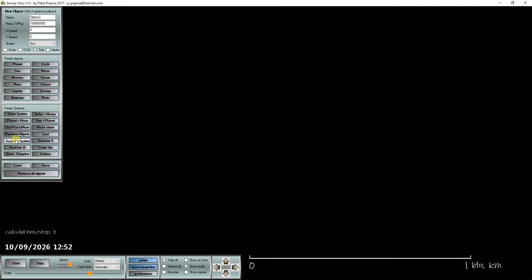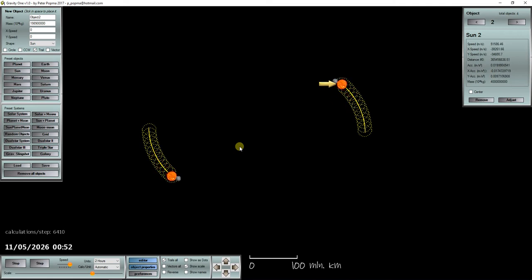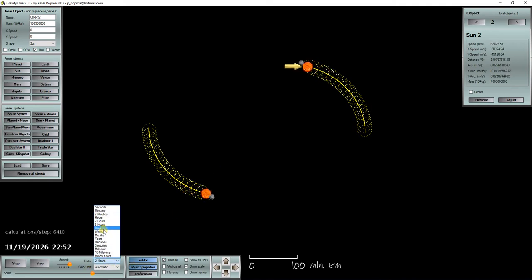Dual star systems. There are a lot of dual star systems in the universe. These systems have two stars orbiting each other. In this case, both stars also have one planet orbiting them. It looks like this.